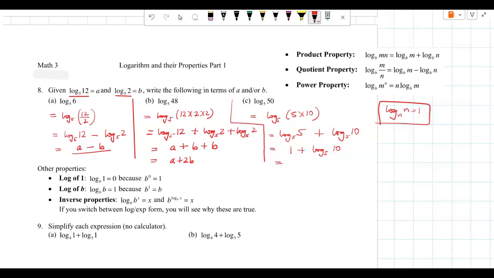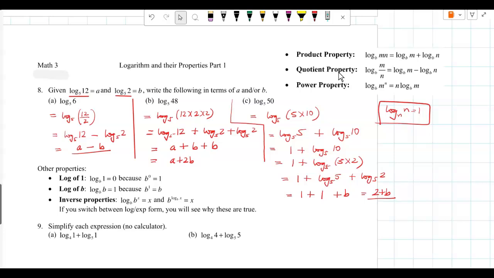So we did it too long here. I could have done 25 into this. Anyway, chalo, log 5, 5 into 2. So that's 1 plus log 5 to the base 5, correct? Plus log 2 to the base 5. So that's 1 plus 1 plus, what is log 2 to the base 5? B. So it's equal to 2 plus B. Okay, yeah, makes sense. A bit complicated though.